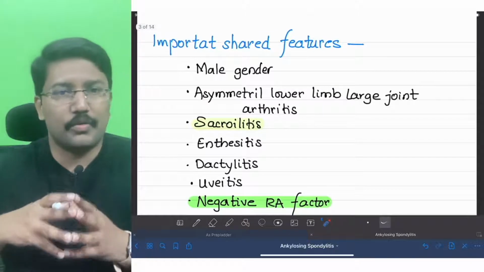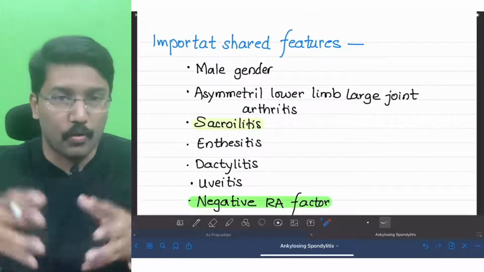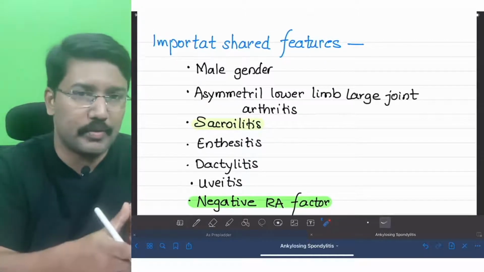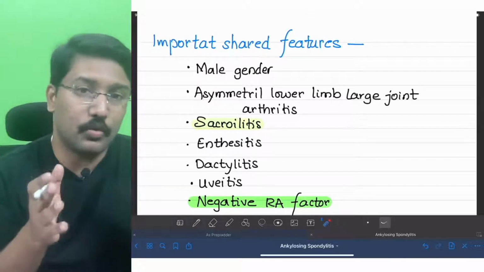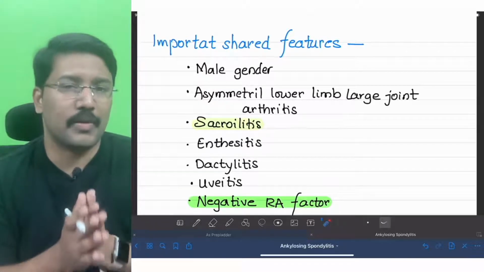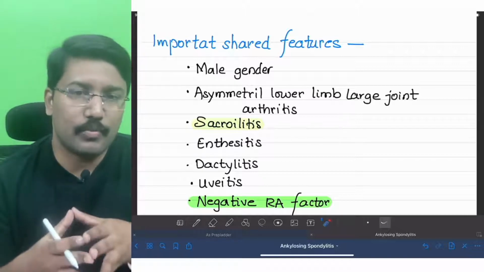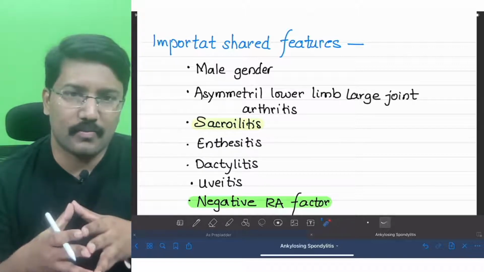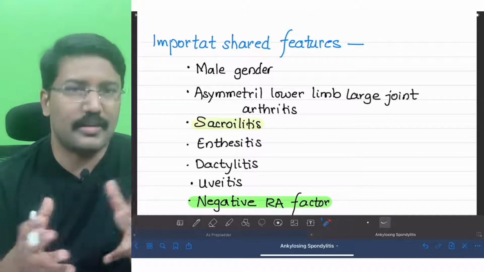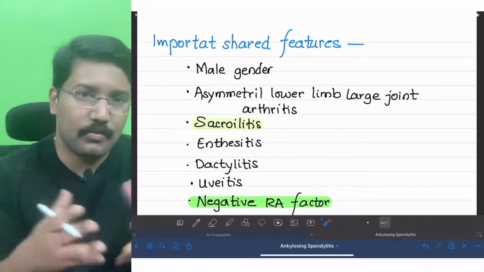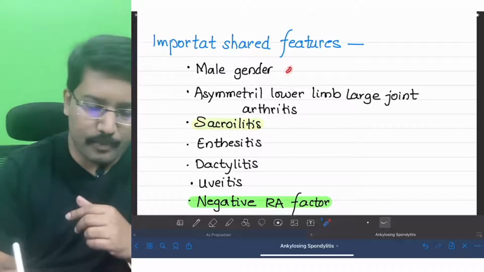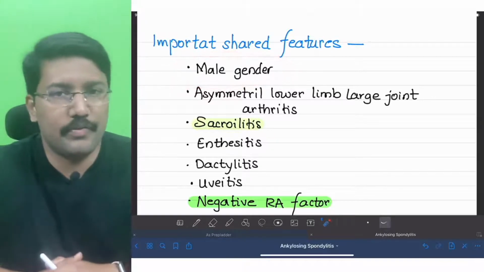Now I have already told you that these are a group of disorders bound together by certain shared clinical manifestations and genetic association. So what are those shared clinical manifestations? The first point is male preponderance. Males are more affected than females, an exception from other rheumatological disorders.